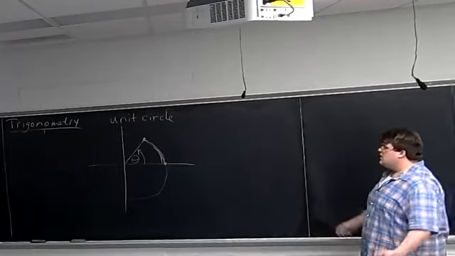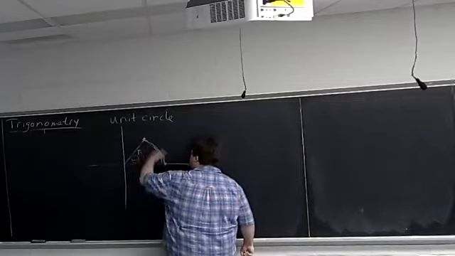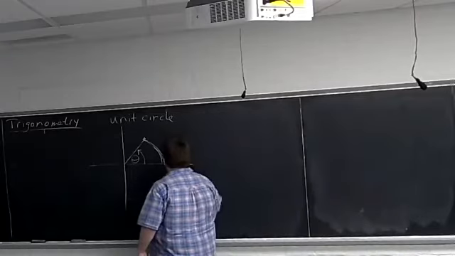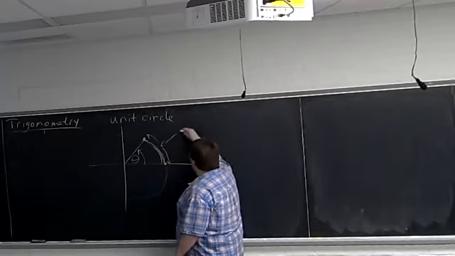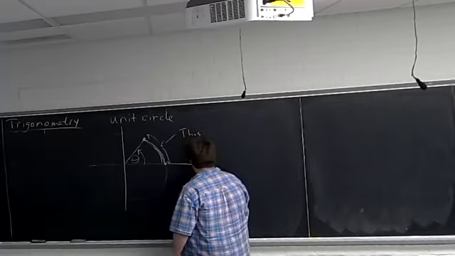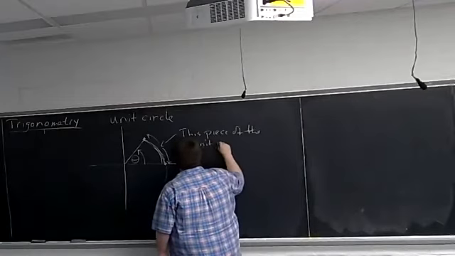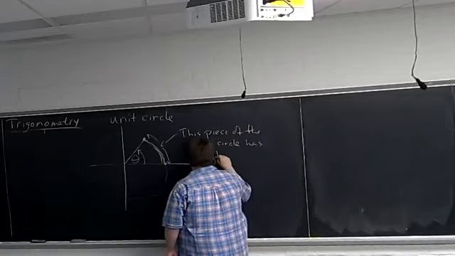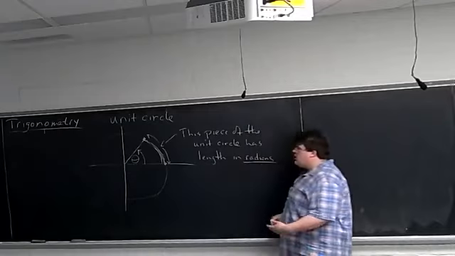Now, the unit circle has radius one. What we're going to do here is equate this angle to that piece of the unit circle that is chopped off. How can we do that? Well, that piece of the unit circle from here to here is going to give us another interpretation of the angle called the radian. So let's say this piece of the unit circle has length, let's just say length in radians. Define radians.